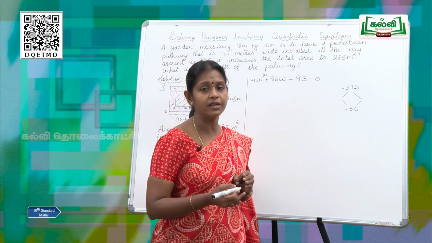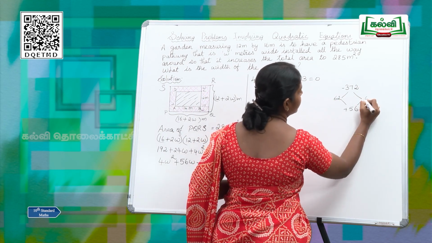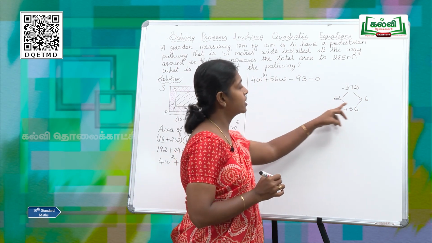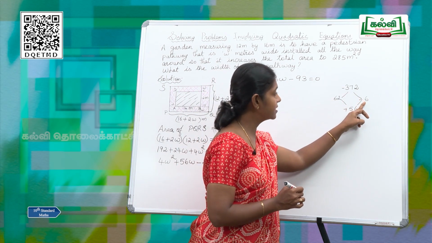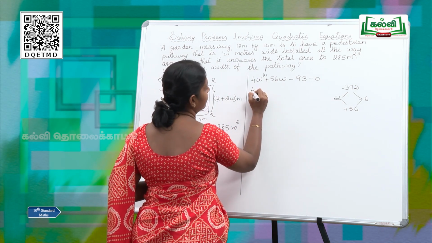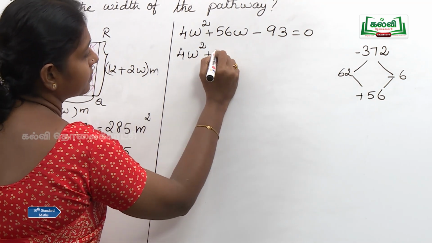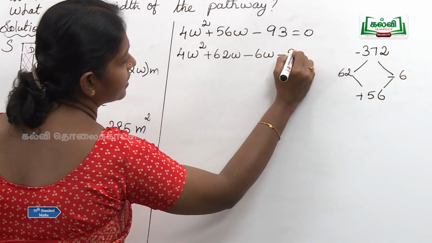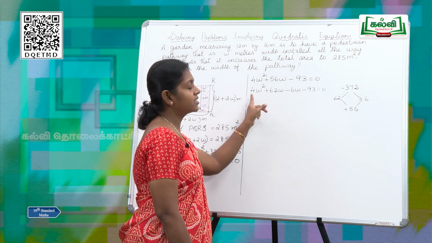So why don't we try 62 and 6? Try now. 62 and 6. This is minus and this is plus. So check: 62 into 6 is 372, and plus into minus is minus, and 62 minus 6 is plus 56. It is right, no? Now you can apply it. 4ω squared, in between you have to apply plus 62ω minus 6ω minus 93, which is equal to 0.